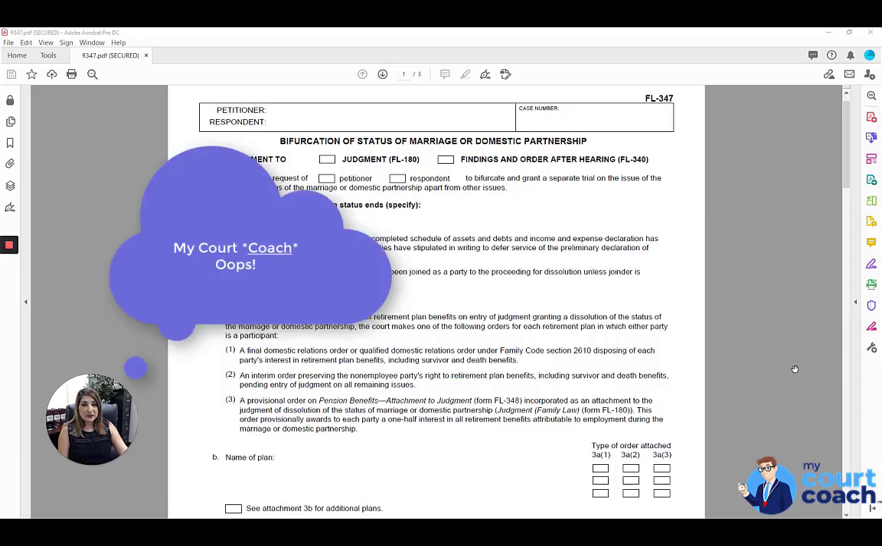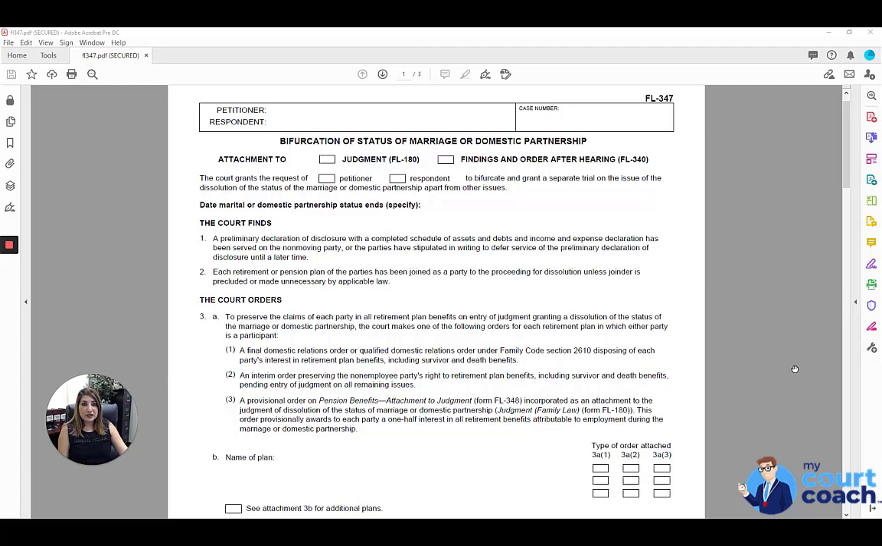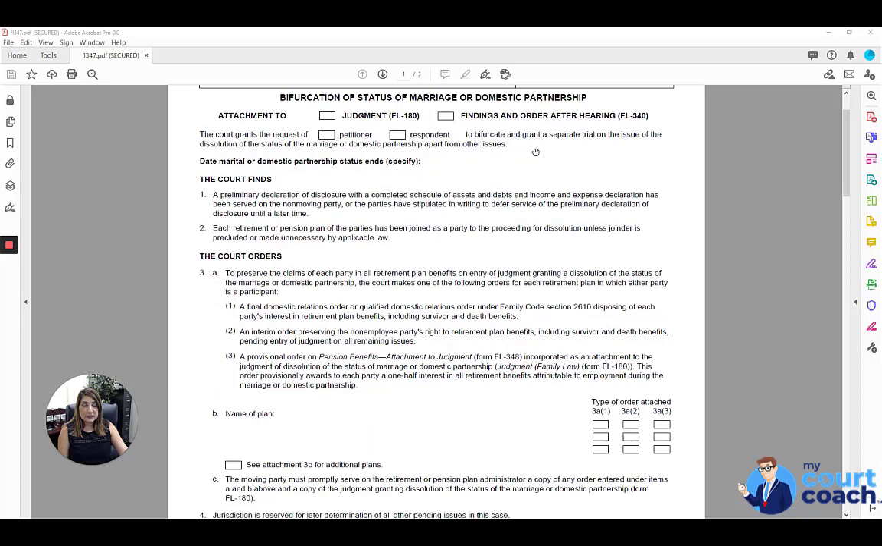I'm Sarah and I'll be your instructor today as we talk about the bifurcation of status of marriage or domestic partnership form FL-347. As with all our court forms, you want to fill in your identifying case caption information at the top. If you are using this form, that means that you have requested to bifurcate the marital status and terminate it early. And that request has been granted.